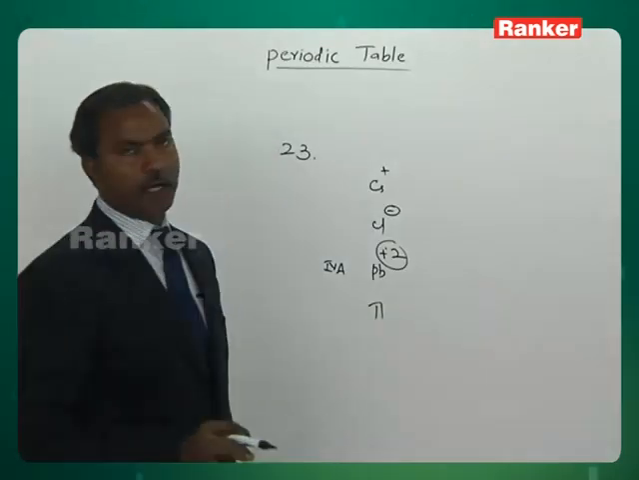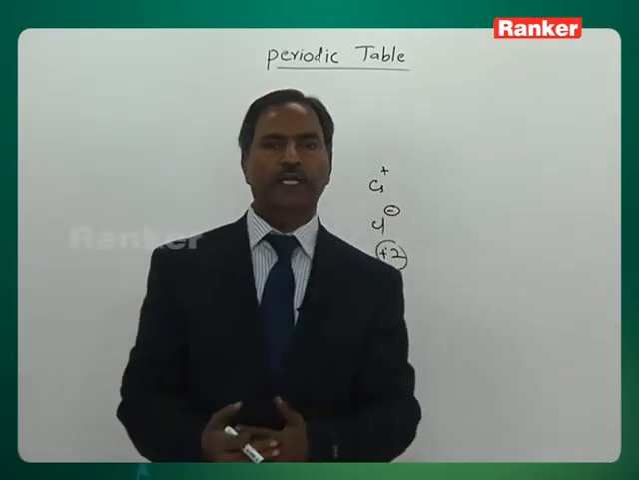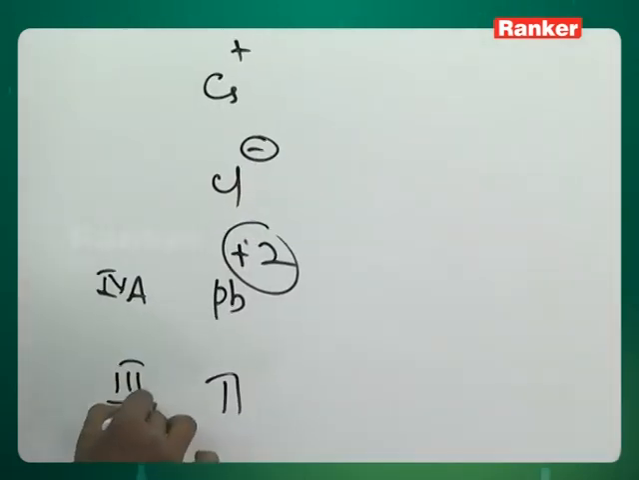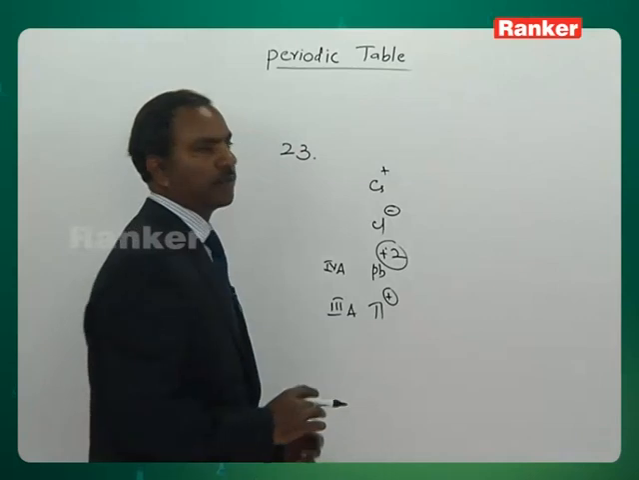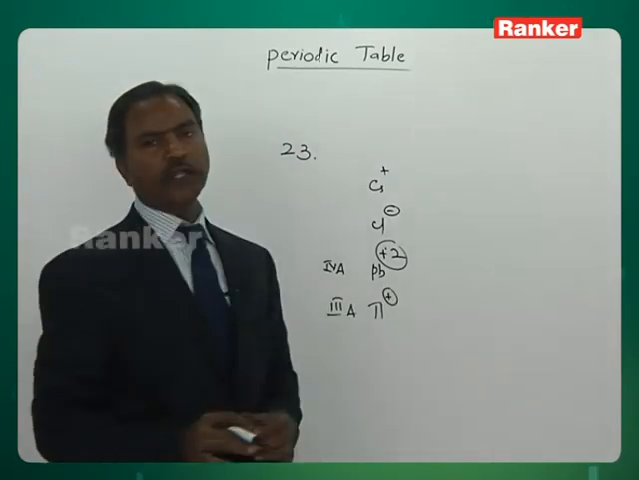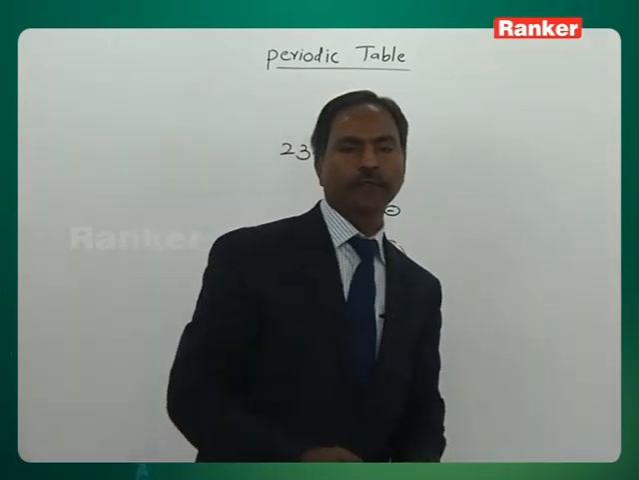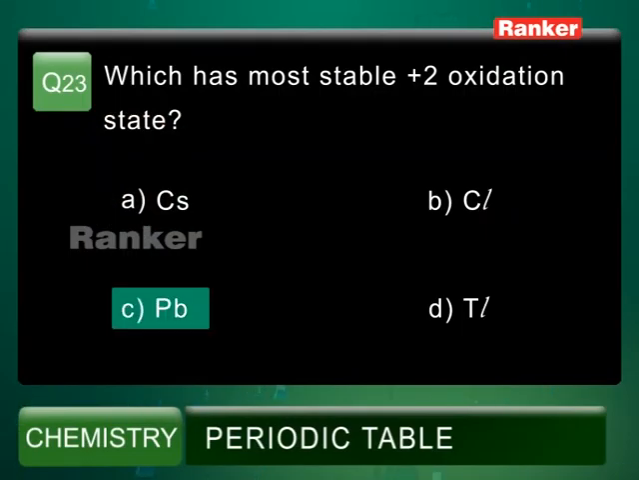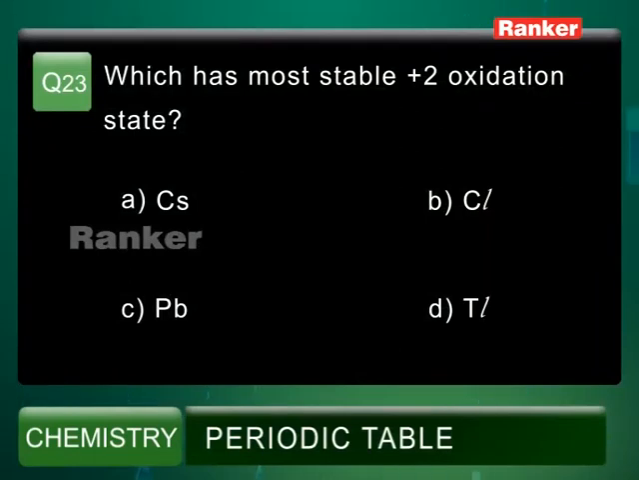Lead we know has to exhibit +4, but because of the inert pair effect, it is exhibiting only the +2 oxidation state. Coming to thallium, thallium belongs to the 3rd A group. It has to exhibit the +3 oxidation state, but commonly its stable oxidation state is only +1. These two, lead and thallium, are exhibiting +2 and +1 stable oxidation states. Our question is, which of the following exhibits a stable +2 oxidation state? Therefore, the answer is the 4th A group element. Lead has to exhibit +4, but because of the inert pair effect, lead +2 is the most stable oxidation state. Therefore, question number 23, answer is C.